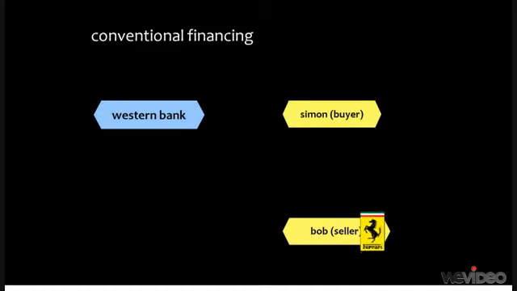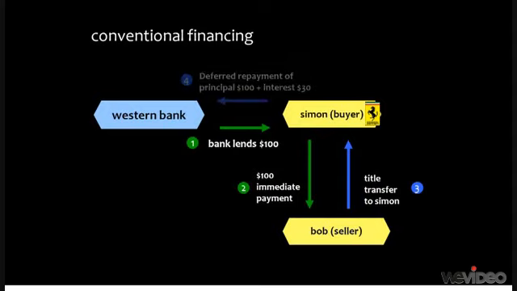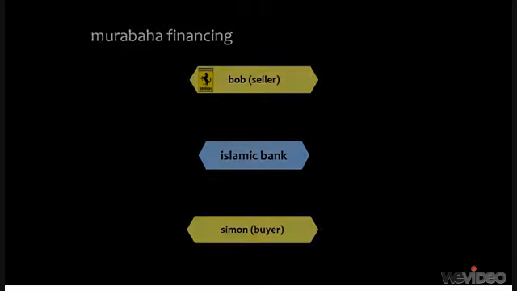Now let's say I want to buy a Ferrari from Bob, but I don't have enough money. In a conventional financing situation, I'll approach a bank for a $100 loan. Then I'll go to Bob and say, Bob, here's $100, give me your Ferrari. Bob, knowing that he's copped a sweet deal, will happily take the money and then transfer the title and ownership of the Ferrari over to me. Now because I've borrowed $100 from the bank, I have to repay the bank their principal plus interest to compensate for the time value of money.